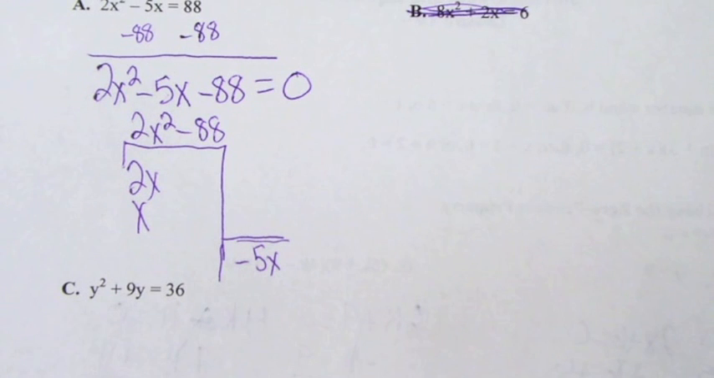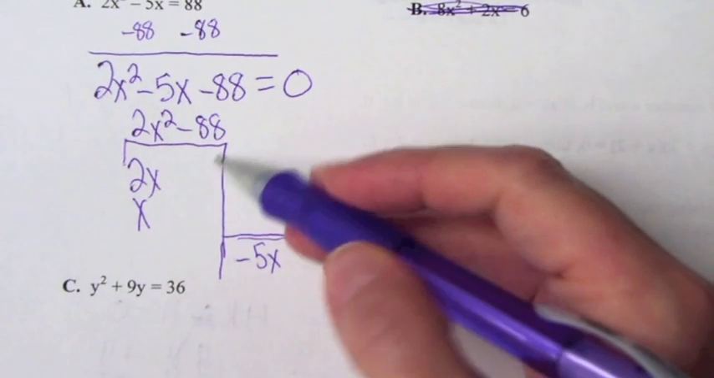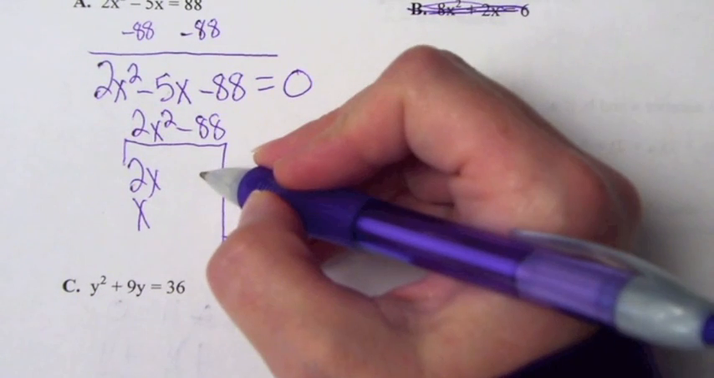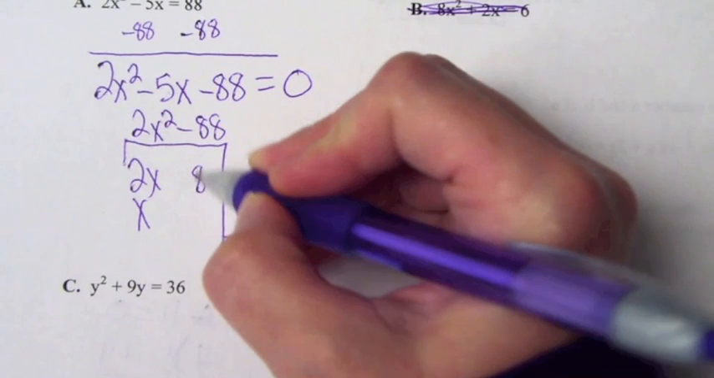Now, negative 88. That means one of those factors needs to be positive and one of them needs to be negative. What are some numbers that multiply to get 88? 11 and 8. Okay. One of them's going to have to be negative, one of them's going to have to be positive. Now, where do we want the 8 and where do we want the 11? The 8 on top and the 11 on bottom.